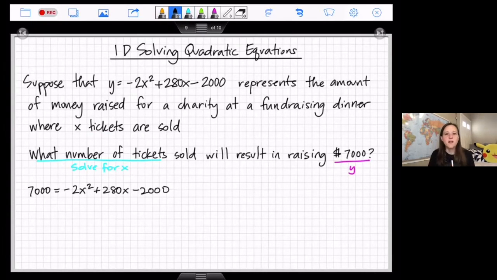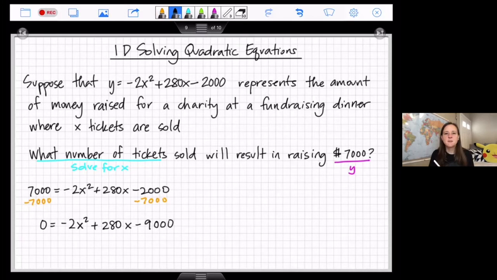And we want to solve for x. So that's a quadratic equation. We're going to get 0 on one side. I'm not going to want to factor this. I can already tell by the size of the numbers in this problem. I'm going to want to use the quadratic formula. But let's go ahead and get 0 on one side. So let's subtract 7,000. And we get 0 equals negative 2x squared plus 280x minus 9,000.